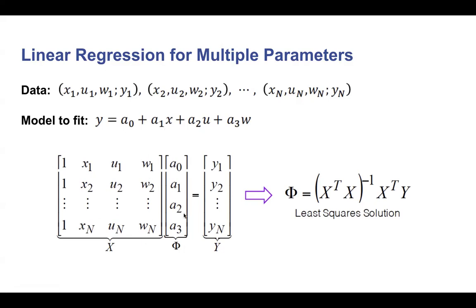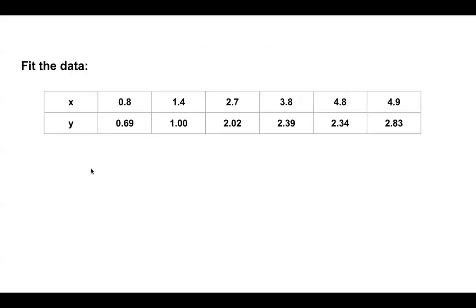What is your phi matrix? That is the unknown matrix: A0, A1, A2, A3. And this is your final matrix where you have y1, y2, up to yn. Once you have made the matrix like this, for finding phi you can use this formula: X transpose X whole inverse, multiplied by X transpose y. You will get a vector of phi values. So this is a function. Let's try to do that.